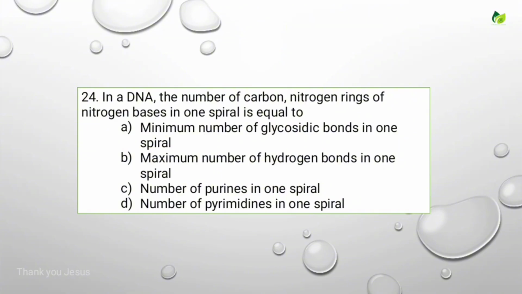In a DNA, the number of carbon nitrogen rings of nitrogen bases in one spiral is equal to. Options are minimum number of glycosidic bonds in one spiral, maximum number of hydrogen bonds in one spiral, number of purines in one spiral, number of pyrimidines in one spiral. For this, the correct answer is maximum number of hydrogen bonds in one spiral.